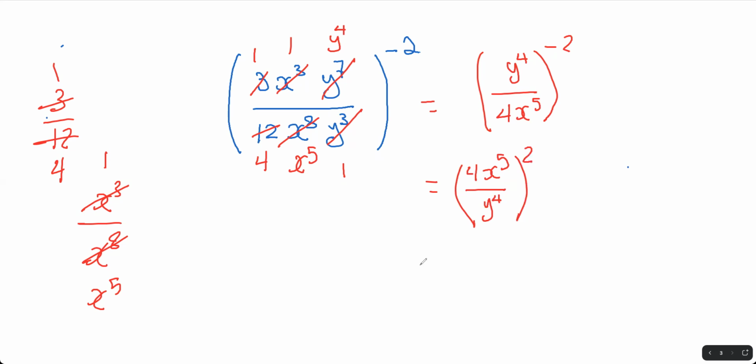+2 instead of -2. Remember, the 4 has a 1 on top, so this will become 4 squared x to the 10, because you multiply the exponent outside the brackets into the exponents inside the brackets. And that would be y to the power of 8, which gives me 16 x to the power of 10 over y to the power of 8.